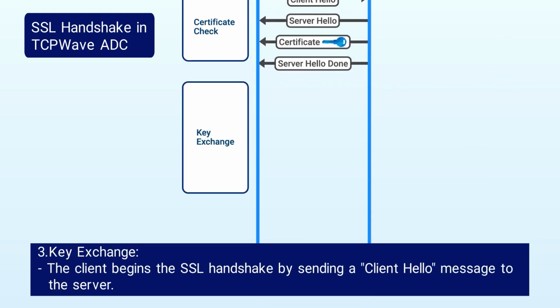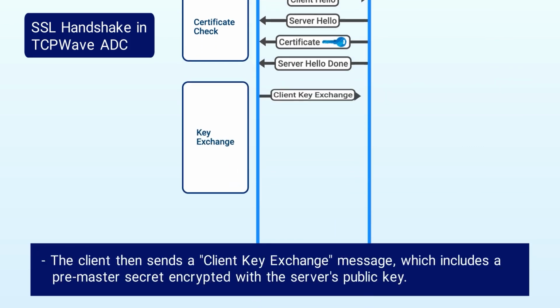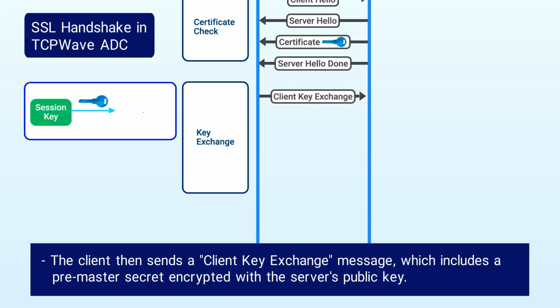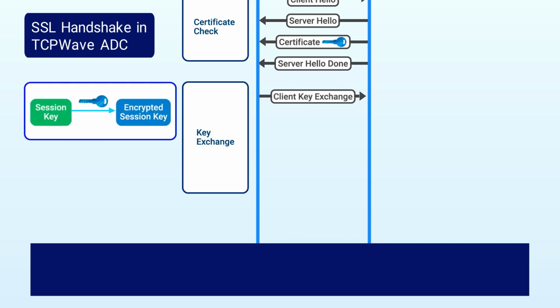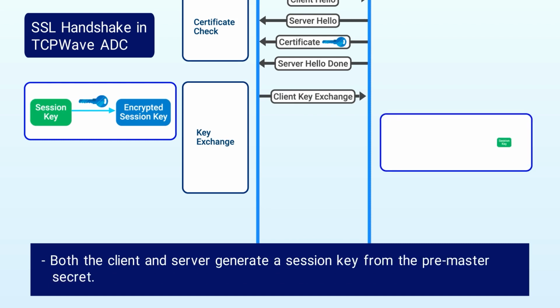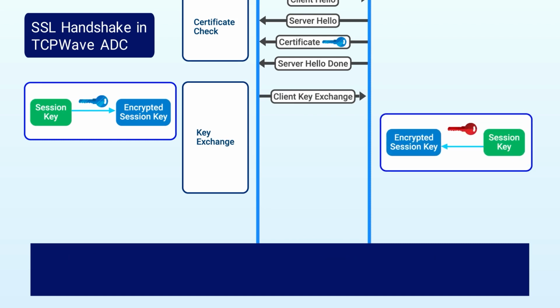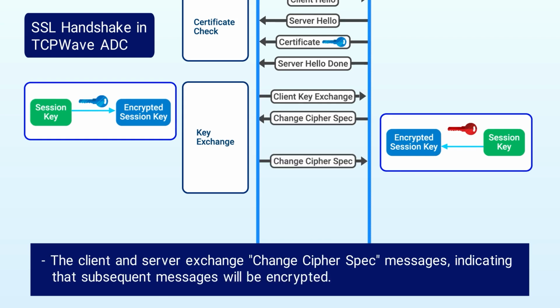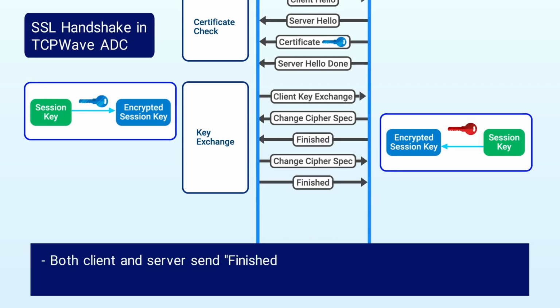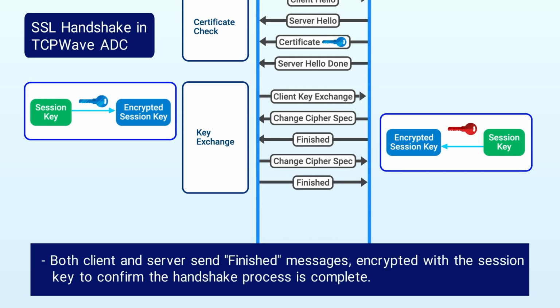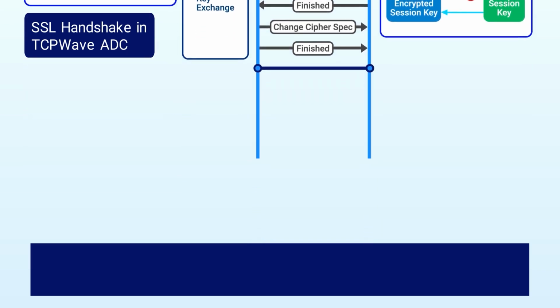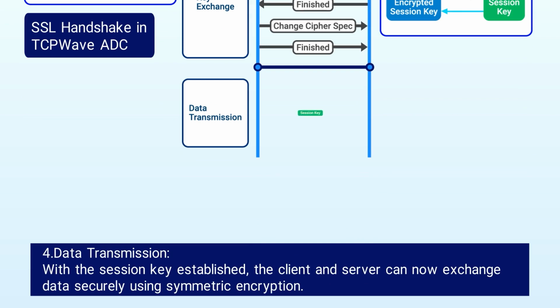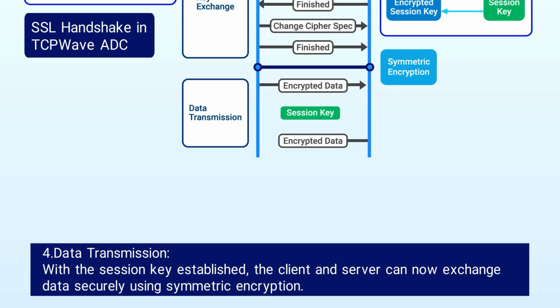Key exchange. The client then sends a client key exchange message, which includes a pre-master secret encrypted with the server's public key. Both the client and server generate a session key from the pre-master secret. The client and server exchange change cipher-spec messages, indicating that subsequent messages will be encrypted. Both client and server send finished messages, encrypted with the session key to confirm the handshake process is complete. Data transmission. With the session key established, the client and server can now exchange data securely using symmetric encryption.